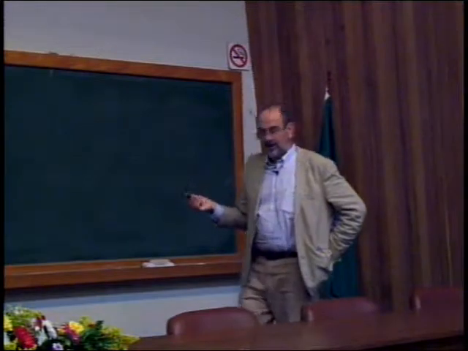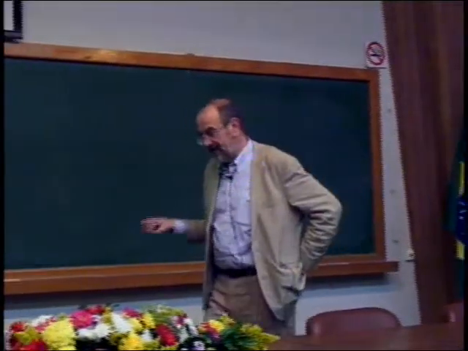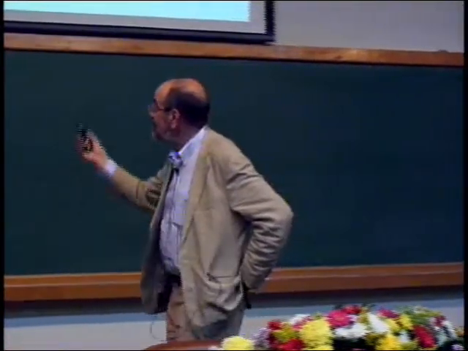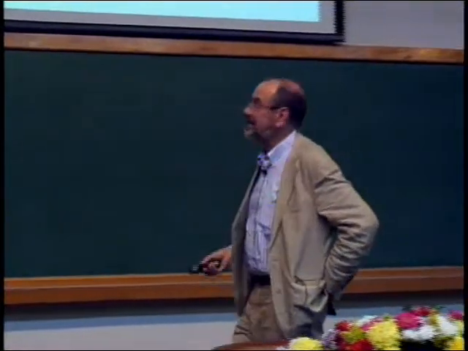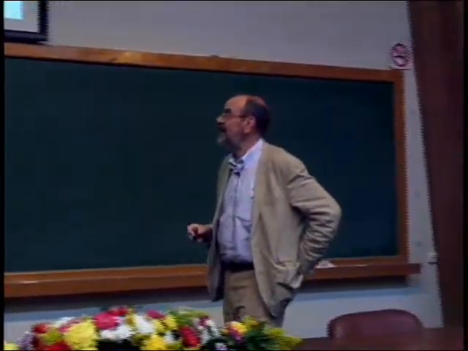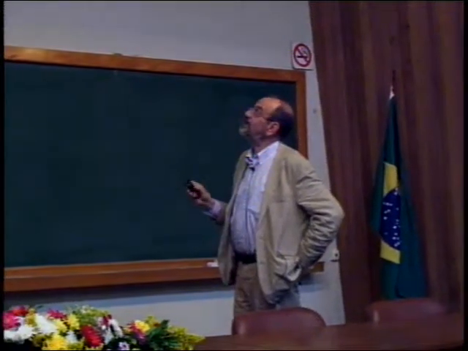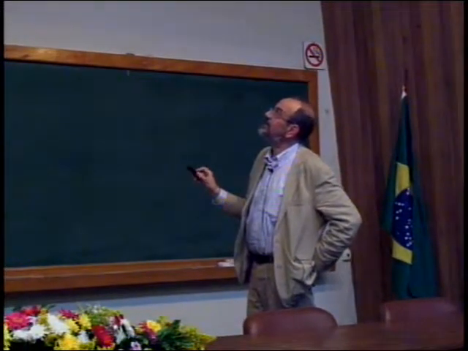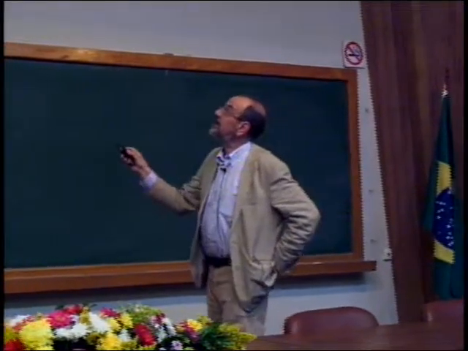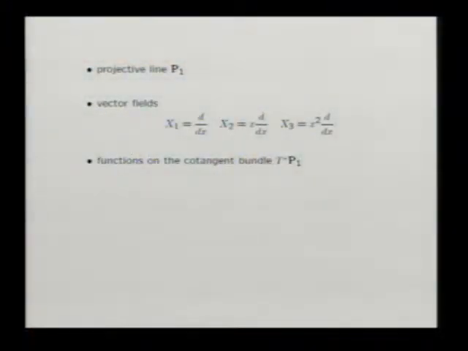So what one was looking for is a space which removes that singularity, which resolves that singularity. And in this particularly simple case, which is a kind of model for what goes on, we can do it in a quite explicit fashion by looking at the cotangent bundle of the projective line.